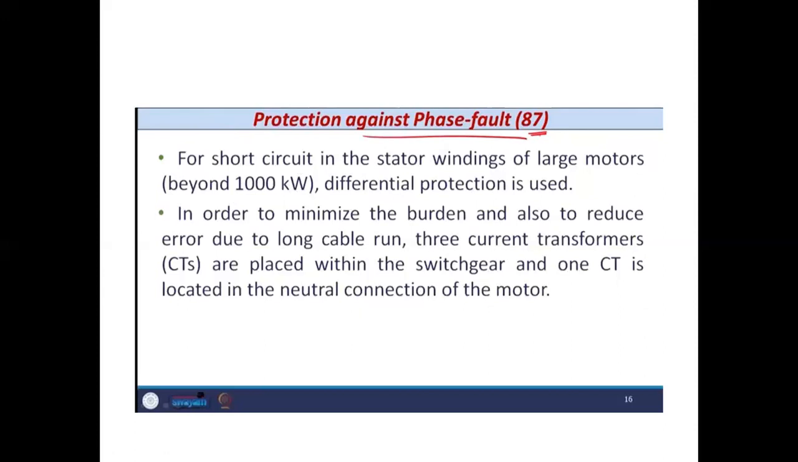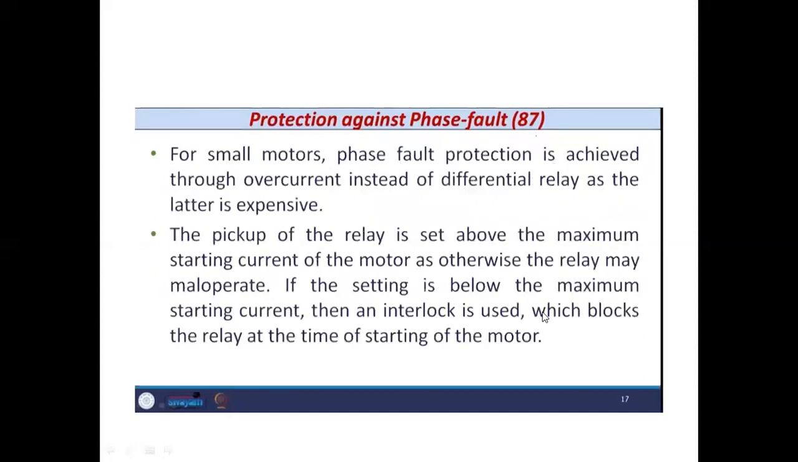Okay, in order to minimize the burden and also to reduce the error due to long cable run, three current transformers are placed within the switchgear, and one CT is located in the neutral connection of the motor.